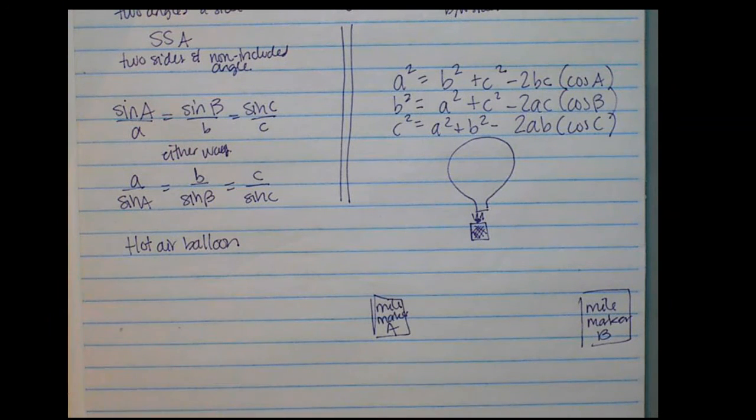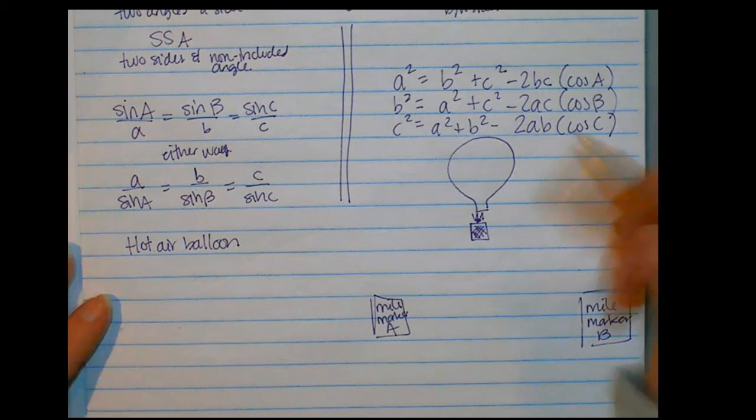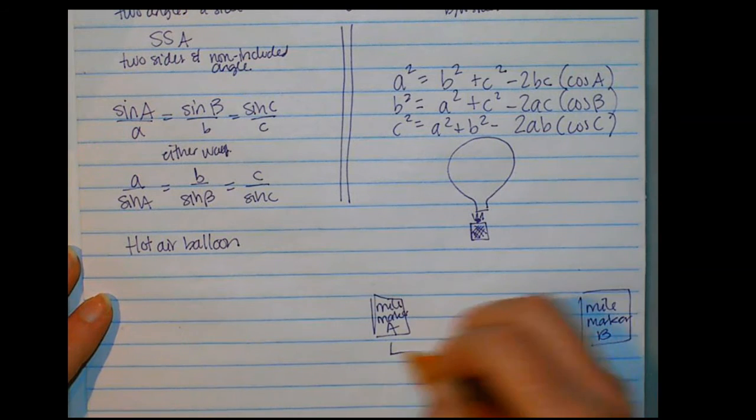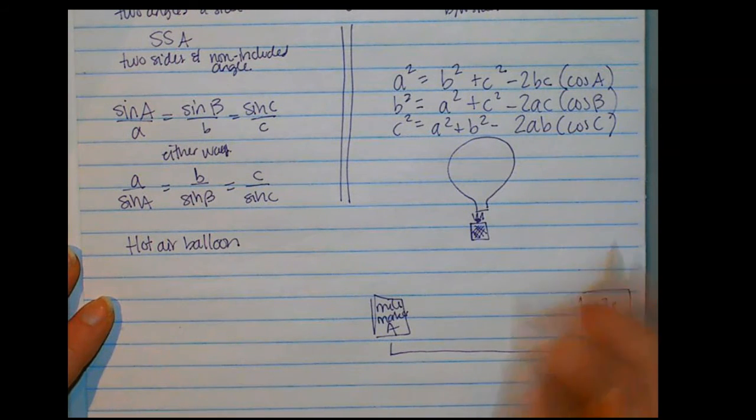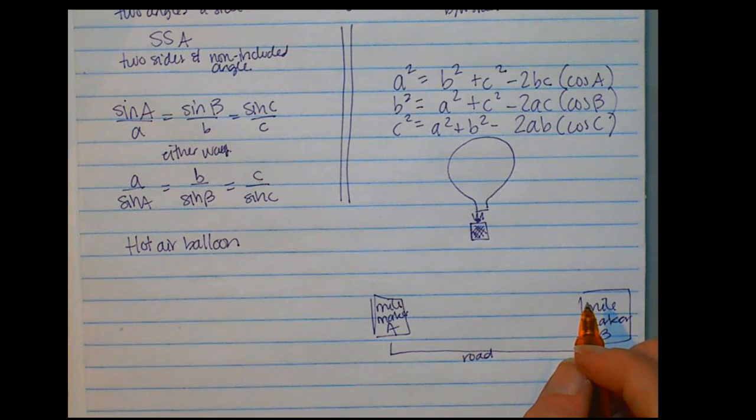So they're up in a balloon and they can see these two mile markers, which we have now decided must be one mile apart from each other. This is the road, and we can see two mile markers. They've got really good vision because they can see them. Maybe they have binoculars.